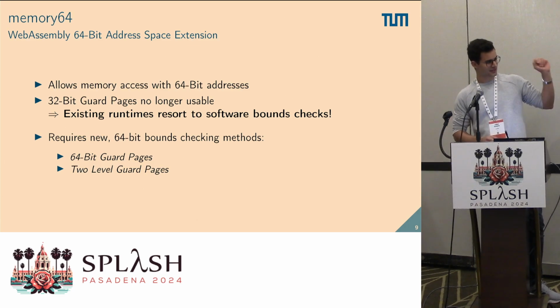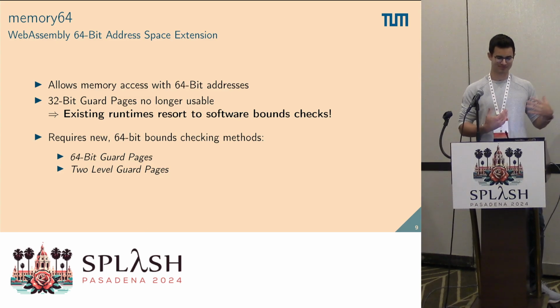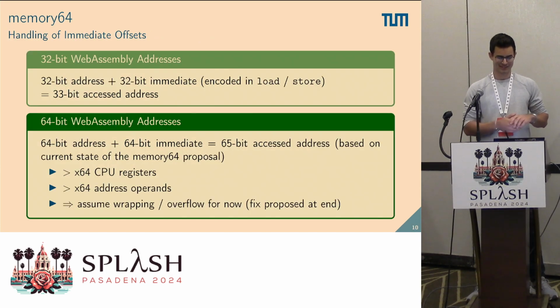So we present two bounds checking methods today: the 64-bit guard pages and the 2-level guard pages, which are basically two improvements of the 32-bit guard pages for 64-bit WebAssembly. One problem that I already mentioned, 32-bit WebAssembly actually ends up with 33-bit addresses.